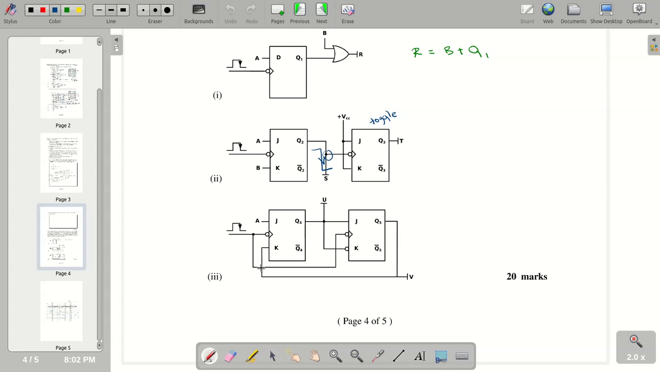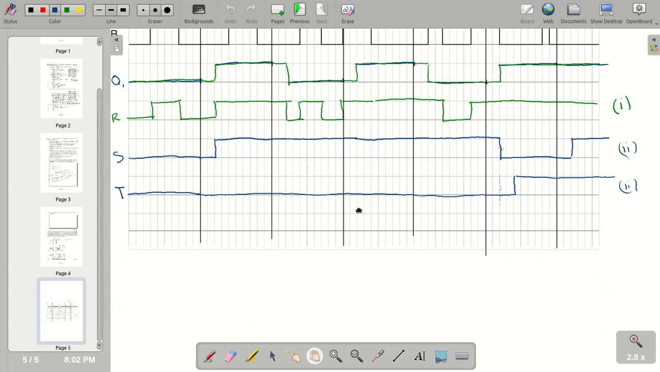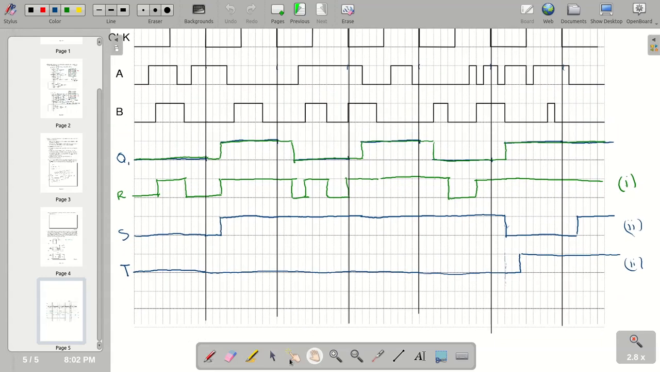So we only need to worry about transitions at those places, right? So J for the first flip-flop is from A, K is from the output of the second flip-flop, and that is from output of the first flip-flop. Okay, we have to do this very slowly now. Let's see how much space we have. We don't have enough space, so I'm actually going to erase some of the older ones. So I'm going to erase these, if that's all right.